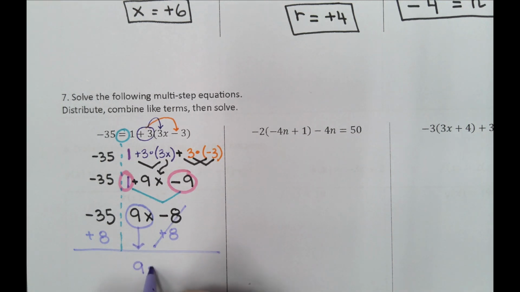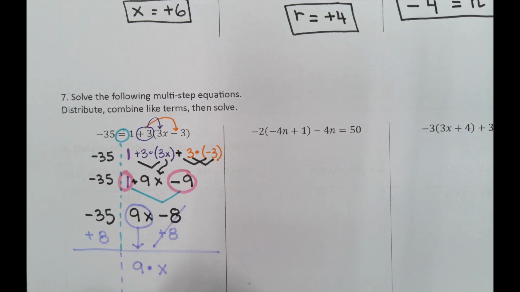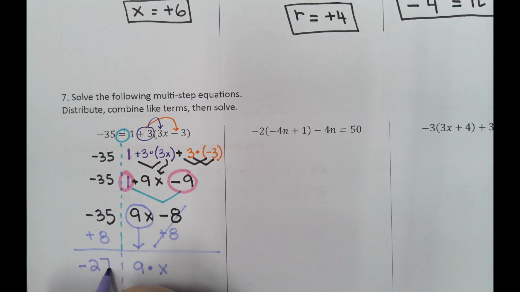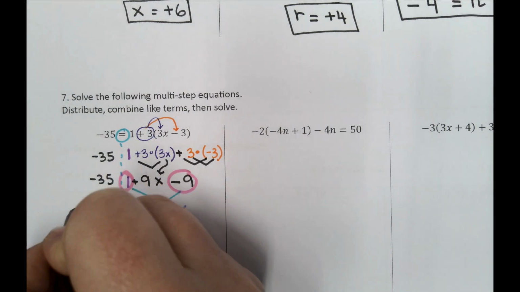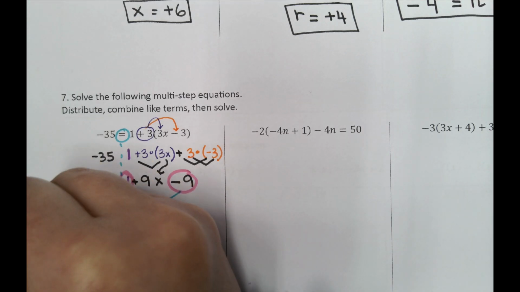So we get 9 times x, extend our dotted line. And here, if you wish to use counters, you can. You can also use your fingers. Negative 35 plus 8 is going to be a negative 27. But again, this is your counters. This is adding, subtracting, not multiplying.